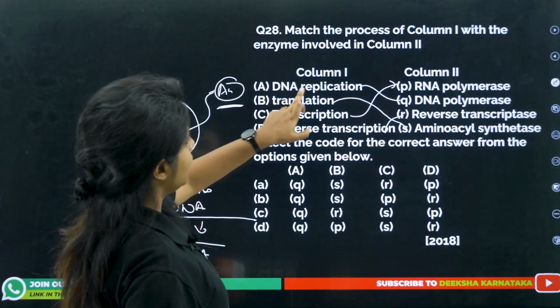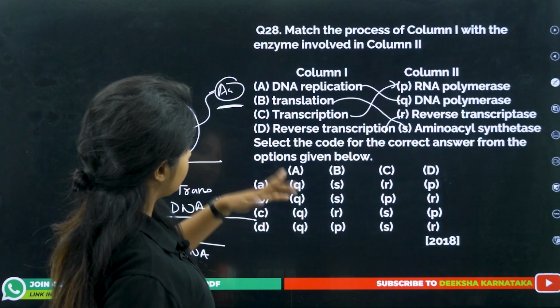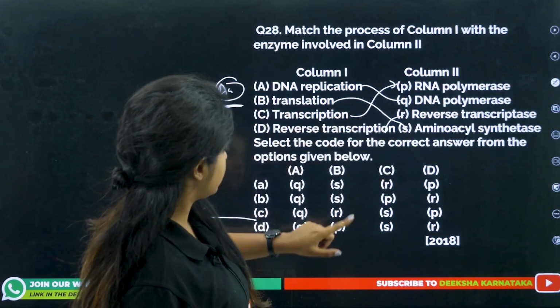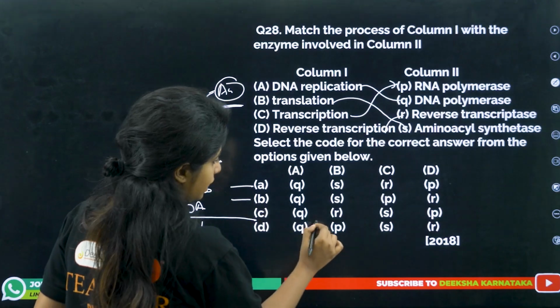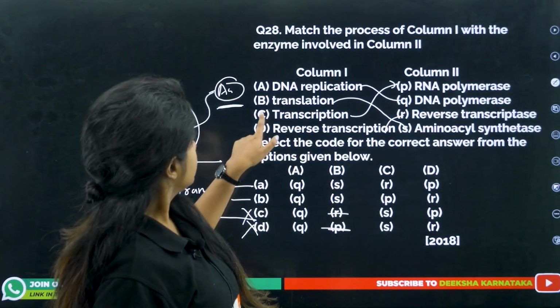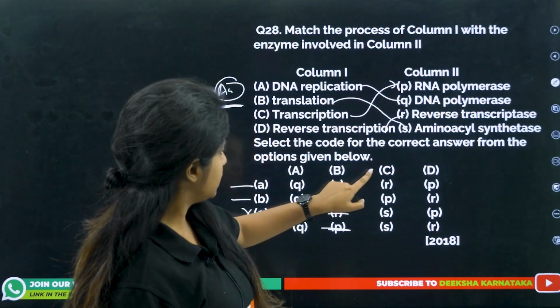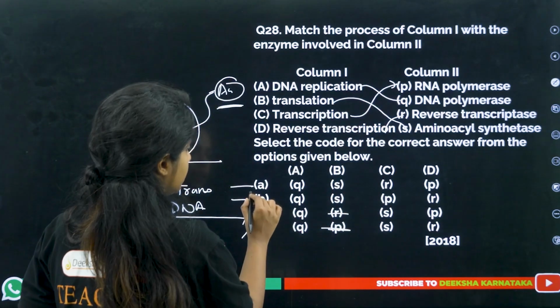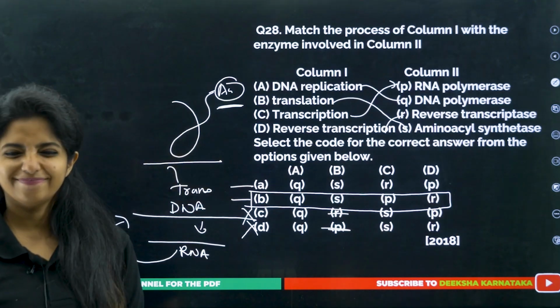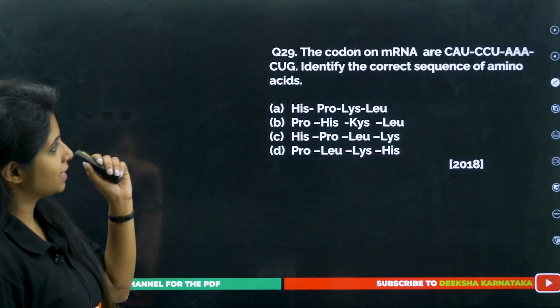Now, A with Q, everyone is with Q only. Translation with S, so Q with S. So I have these two options. I can cut these because it is not S. Next, C is with P. I just have one option like that, and hence it becomes the answer. Easy, no? Yes.